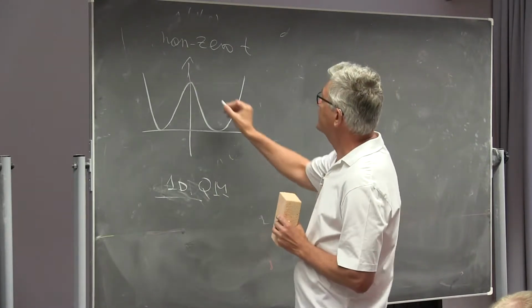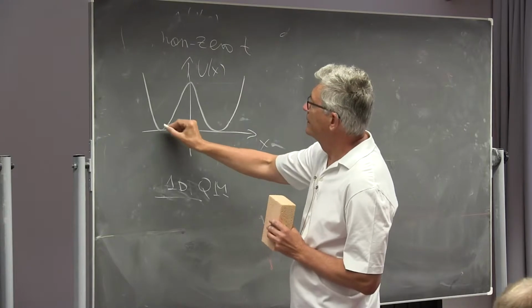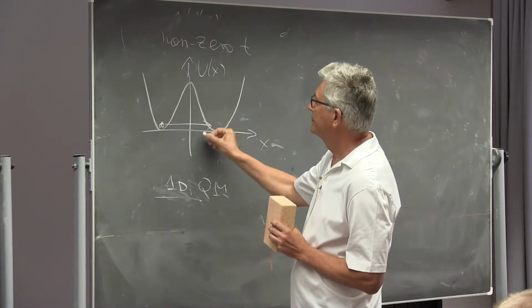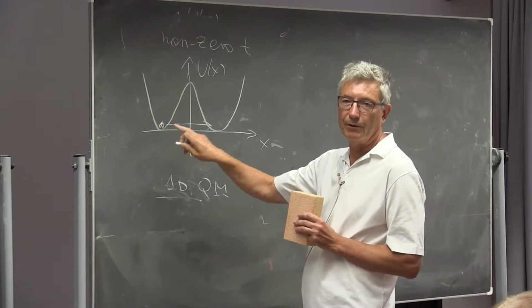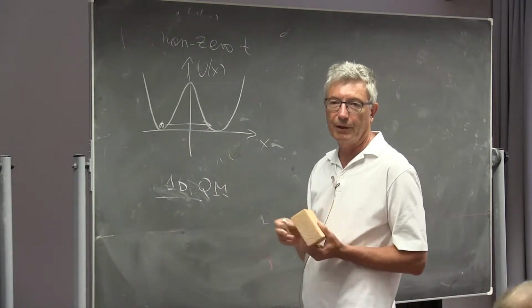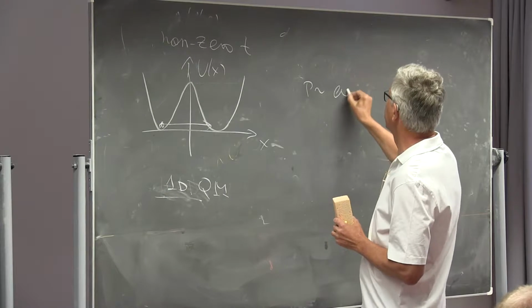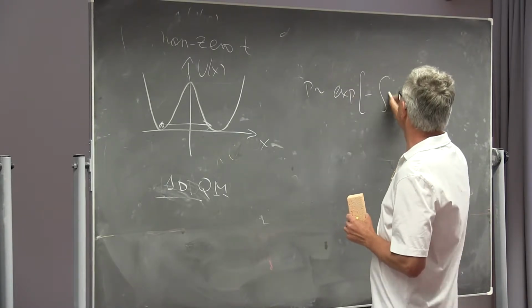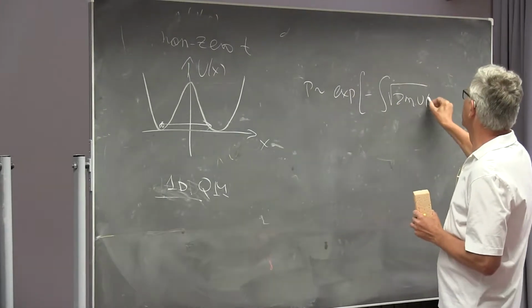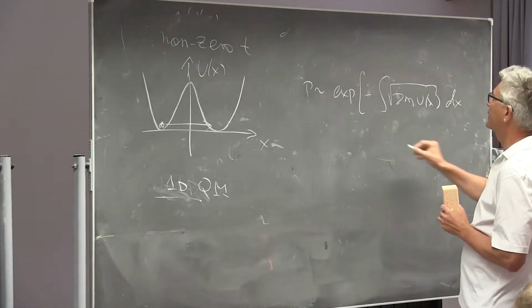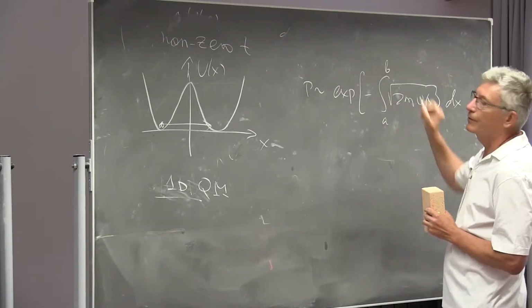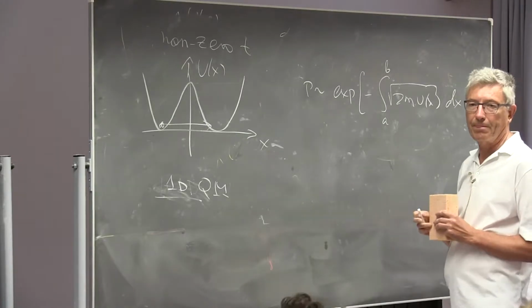So this is x, this is U(x). So if you are here, you know how to compute the probability of going from here to here in quantum mechanics. No problem. The probability will contain an exponent of minus 2m U(x) integral dx, and you integrate between the turning points a and b, right?